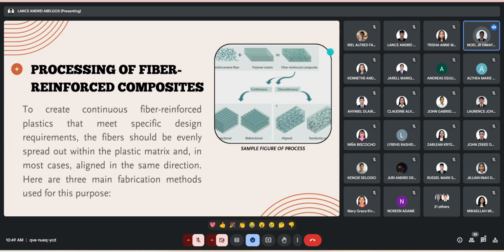And now for the processing of fiber-reinforced composites. Ito yung kung paano ba ginagawa or ano ba yung mga methods on how to make fiber-reinforced composites. The processing of fiber-reinforced composites is to create continuous fiber-reinforced plastics that meet specific design requirements. The fibers should be evenly spread out within the plastic matrix in most cases, aligned in the same direction. And here are the three main fabrication methods. Next po.